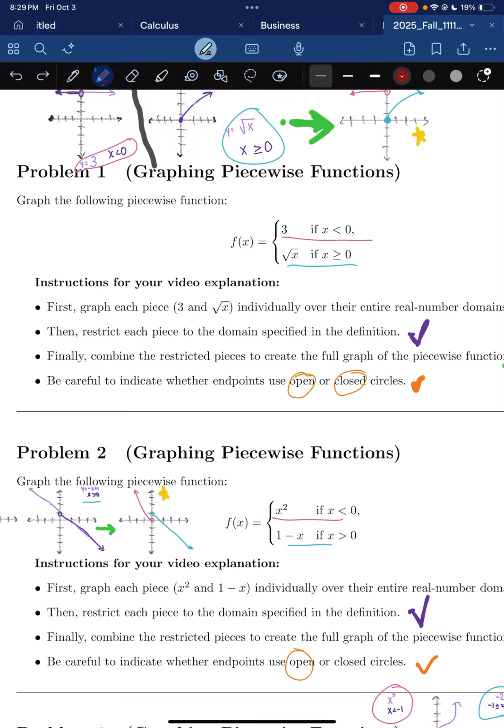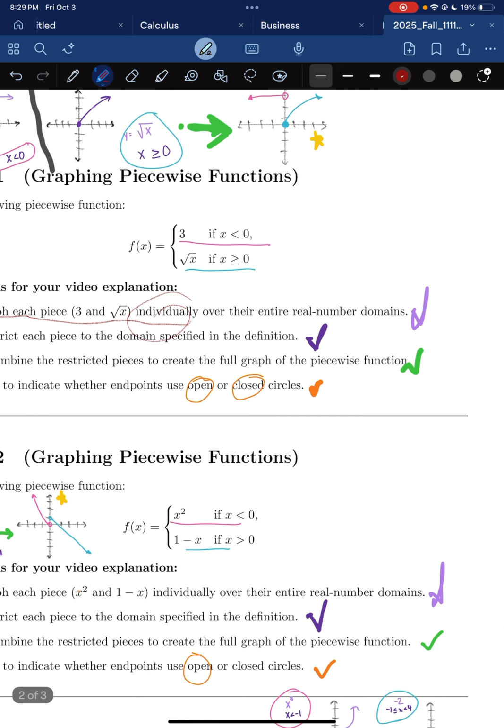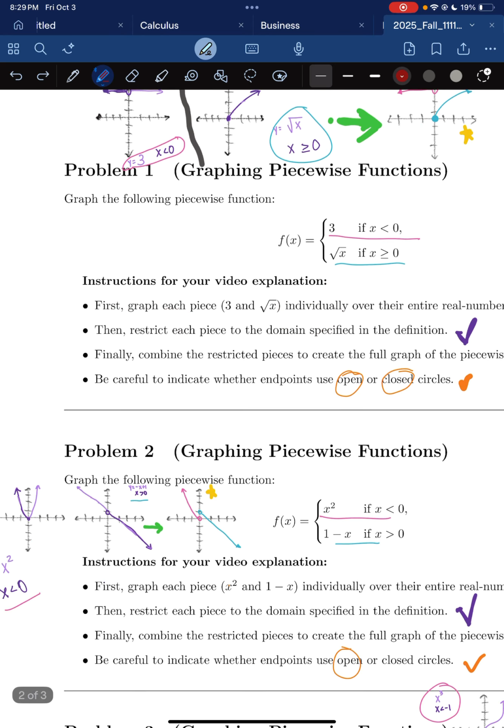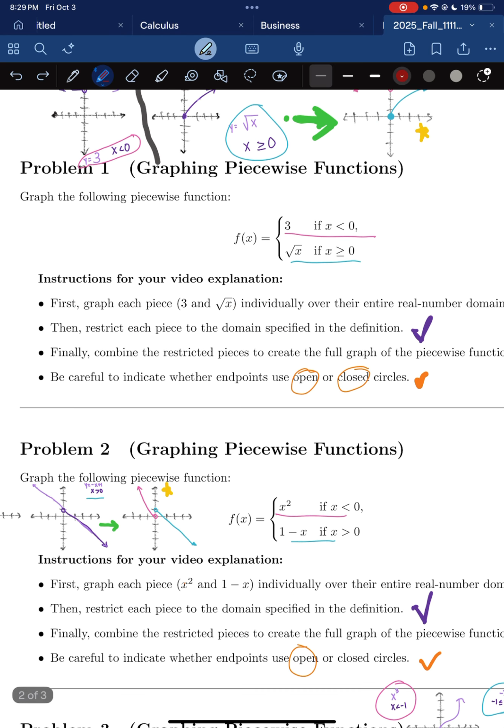So first, we want to graph each piece individually on the graph. Then when we do that, we want to restrict each piece to the domain specified in the function, as in right here. And then we're going to combine them all into one graph. And then we need to indicate whether the endpoints are open or closed.